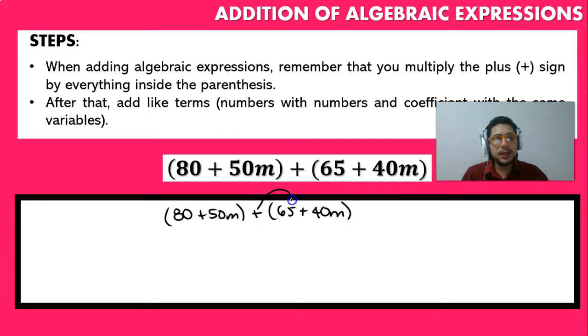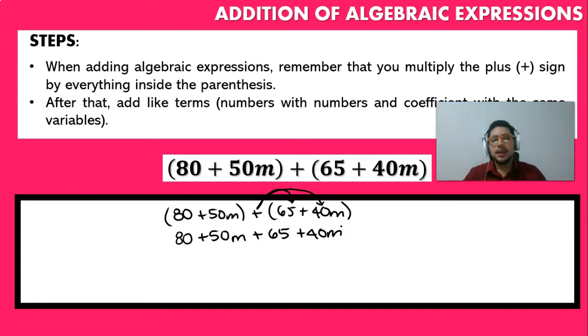because we're multiplying by plus, right? It doesn't matter, whatever is in front of the plus sign is actually going to come out exactly the same. So 80 plus 50m plus 65 plus 40m, right?